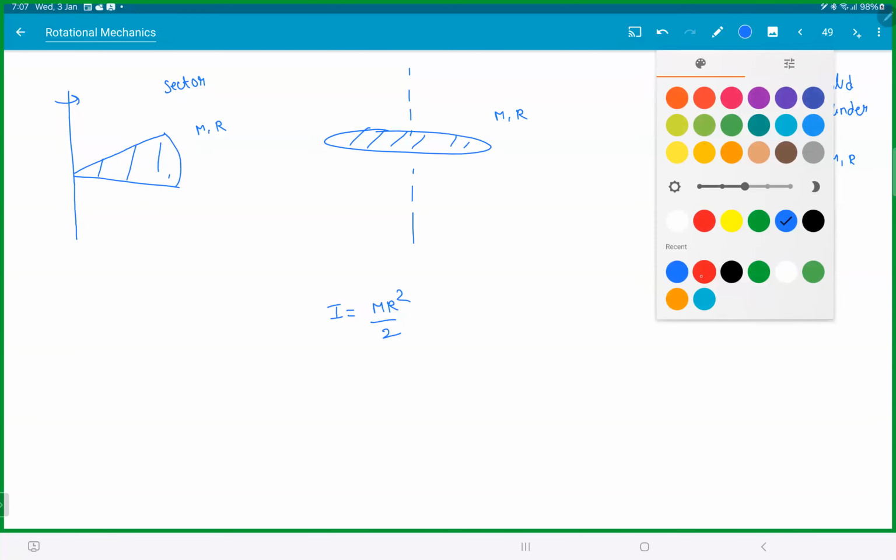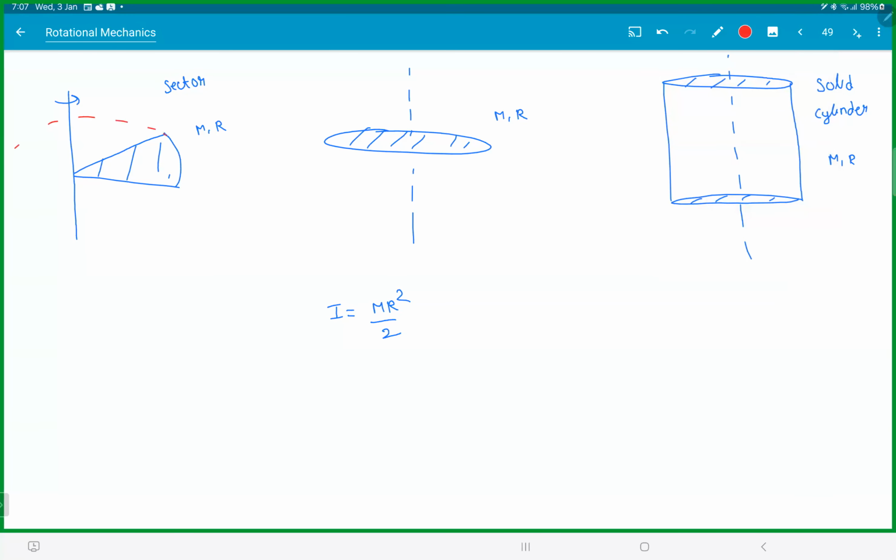Again, same reason. If I take the disk and stretch the sector into a full disk, does the distance change? You have seen this fan, right? When you open the fan, it becomes a full circle. I don't know what it is called, a Japanese fan, something like that. So it's the same thing. If I open the whole thing, I'll get a full disk. By stretching it, did the distances change?